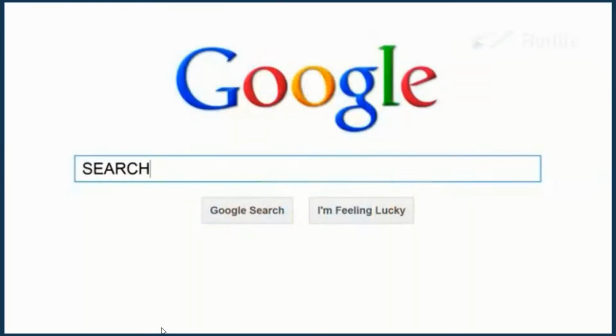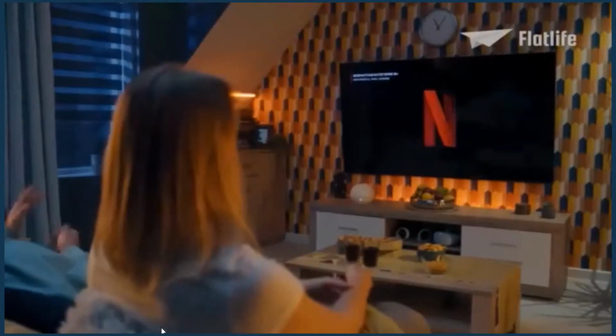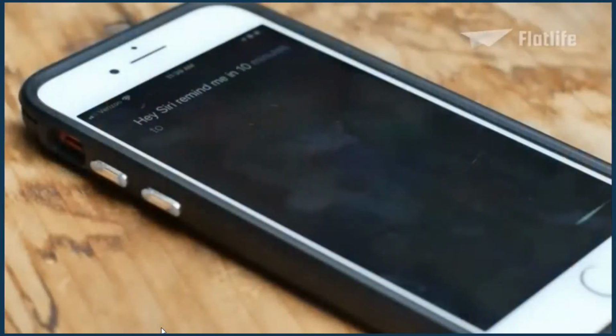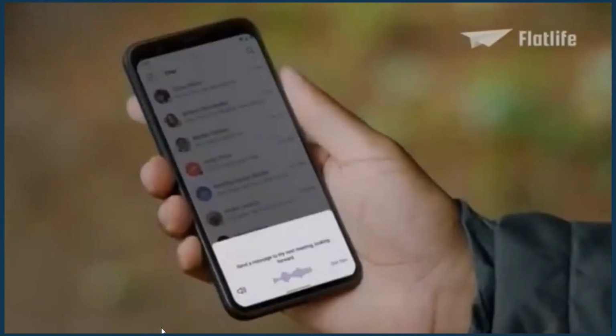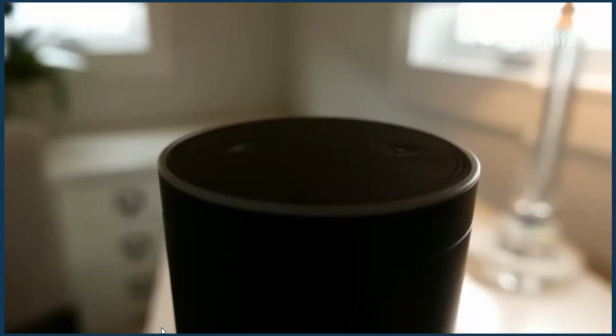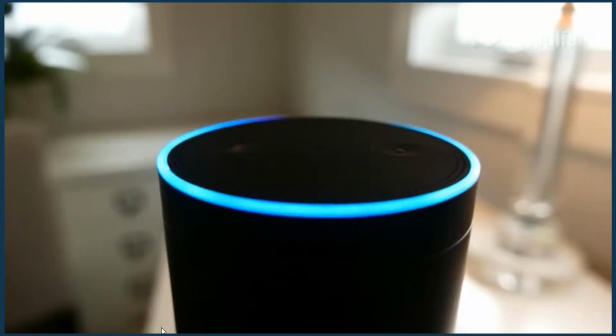These include everything from internet searches to suggestions of what to watch on Netflix to digital personal assistants like Siri, Cortana, and Alexa.